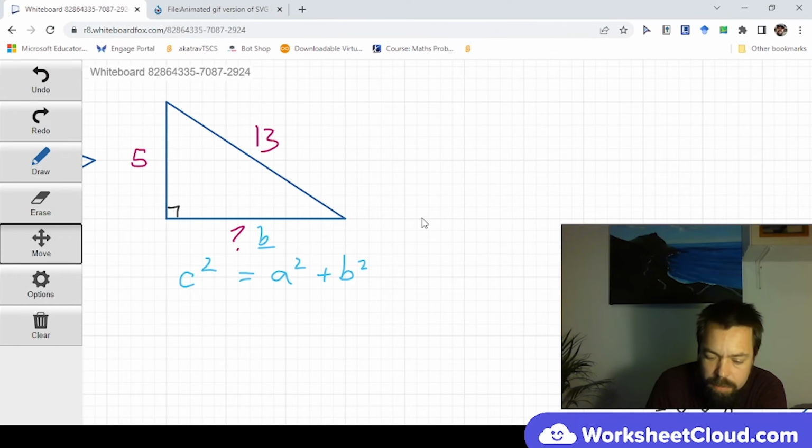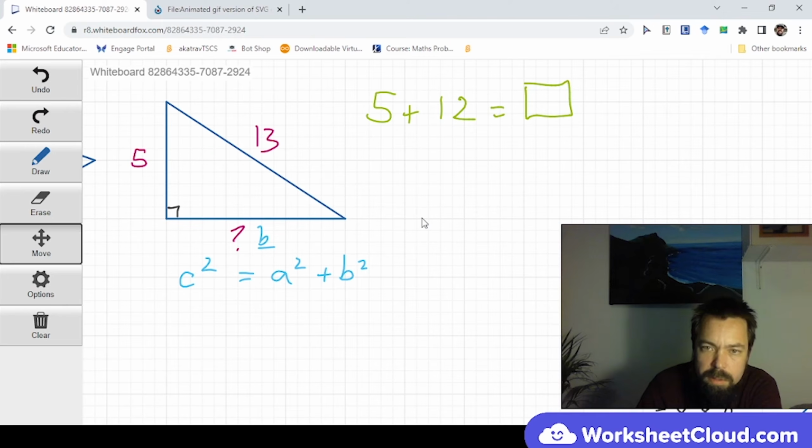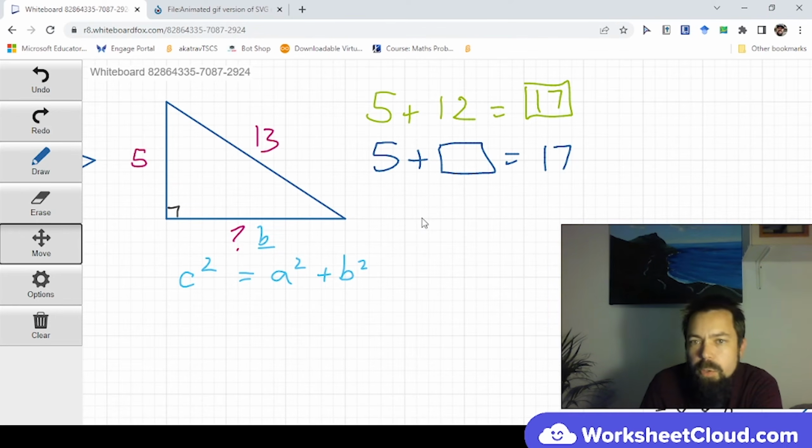Okay, so how can I do this? Let me do it on the right-hand side. Let's say I had 5 plus 12 equals box. And I asked you to figure that out. I think that you'd all be able to say that that was 17. But what if I didn't say that? What if I said 5 plus box equals 17? Would you then be able to figure out what I had to do? I've got to add 12.